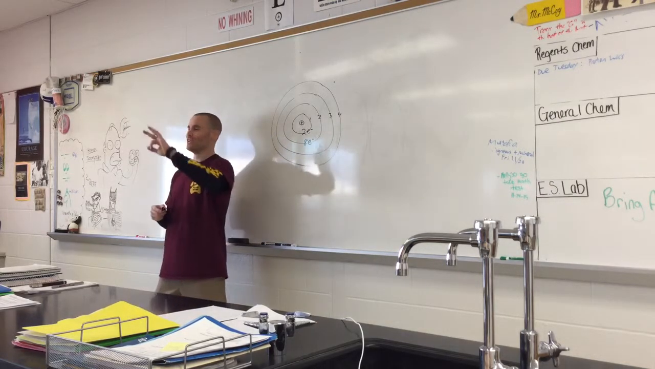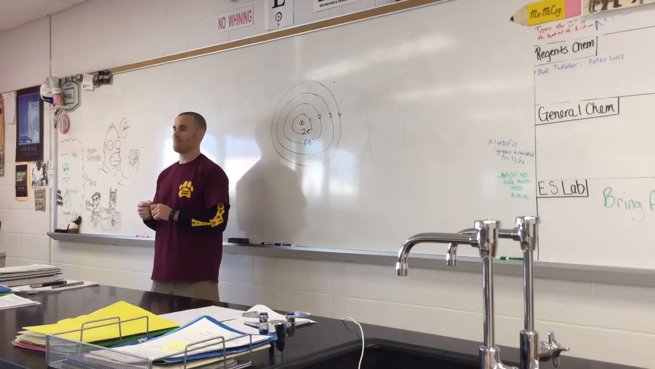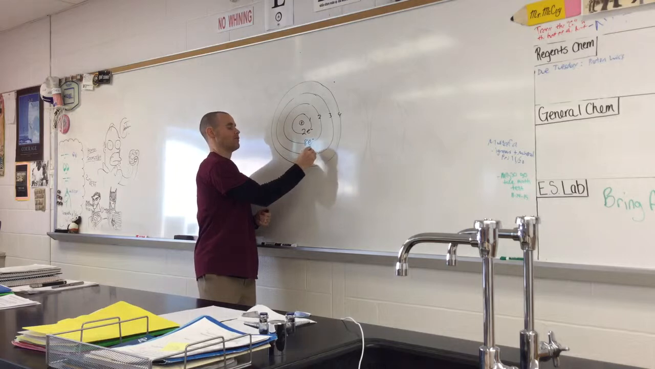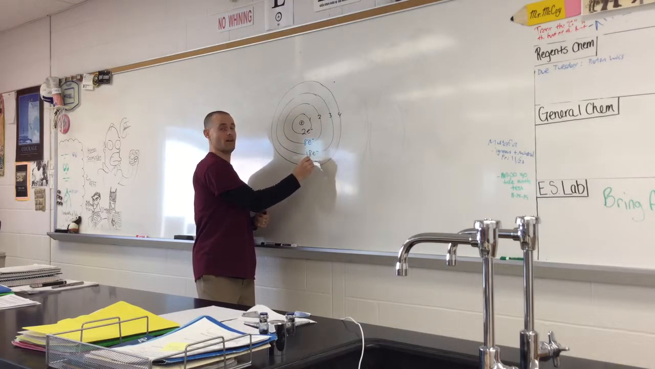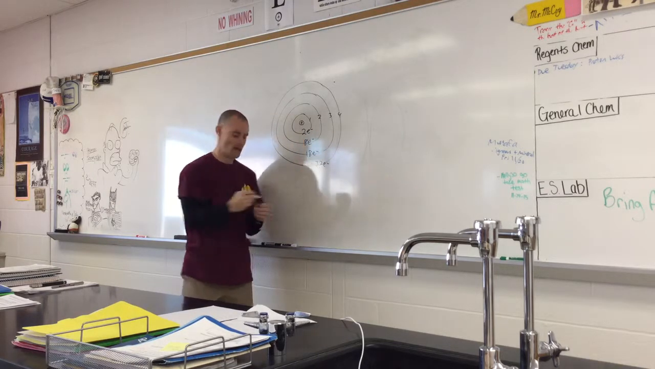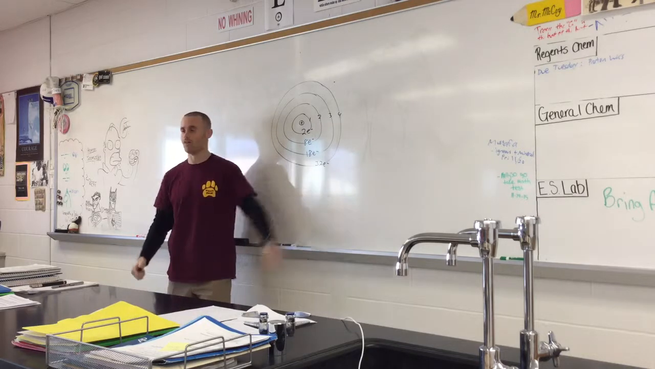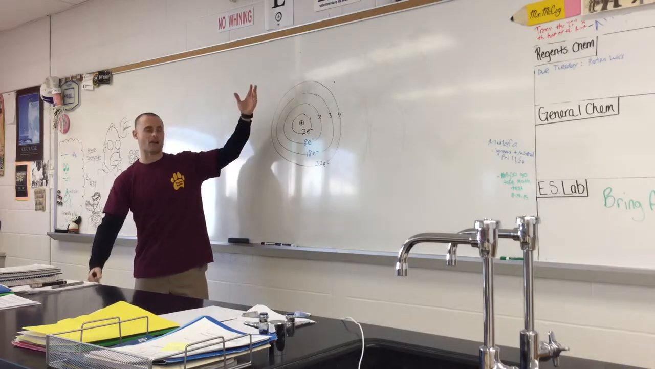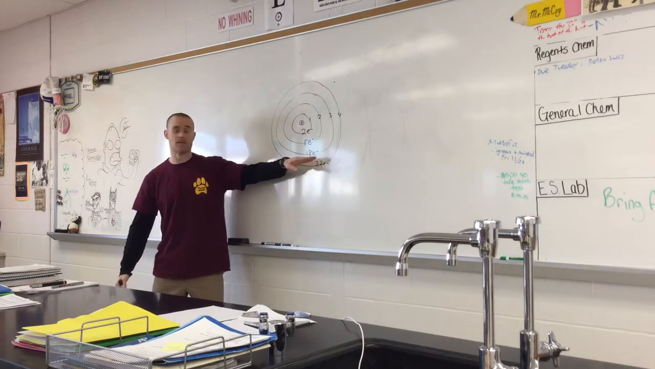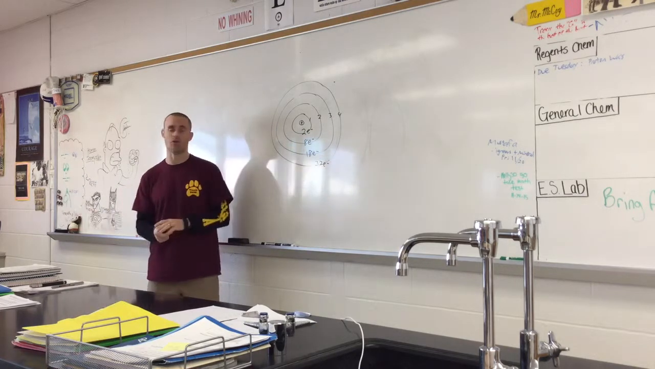What about the third? How many electrons on the third? 18. What about the fourth? 32. And then the fifth, sixth, and seventh also have 32. So the bigger the atom, the more electrons, which means the levels get bigger, means they can hold more electrons.